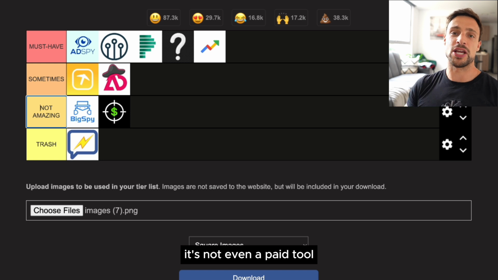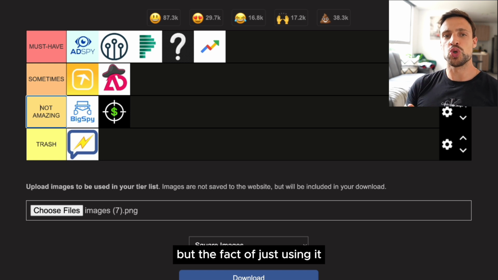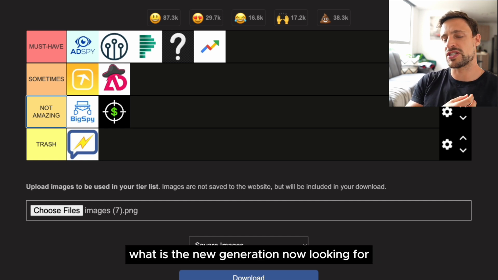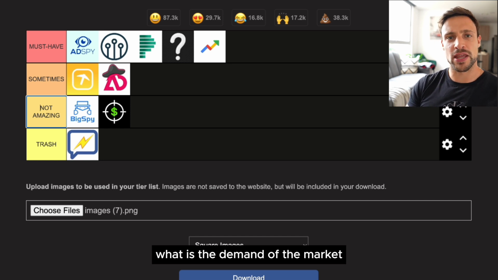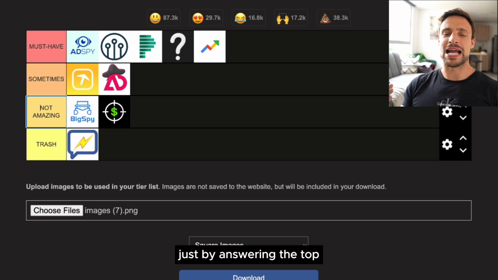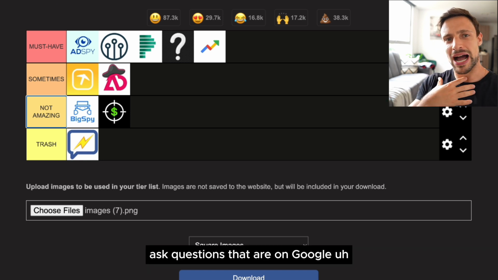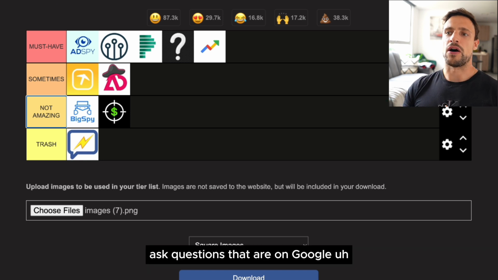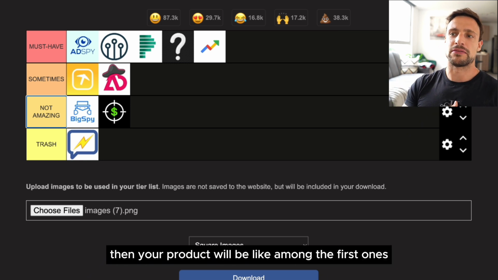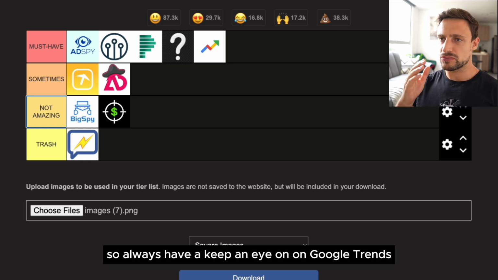It's not even a paid tool, but using it is something that you want to do on a weekly basis. Check what the trends are, what the new generation is looking for now, what the current needs are, what the demand of the market is, and if you can satisfy this demand just by answering the top asked questions that are on Google, regarding the trend or the product, then your product will be among the first ones. So always keep an eye on Google Trends.